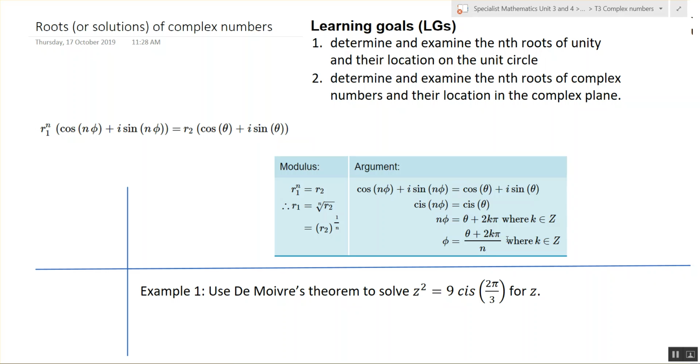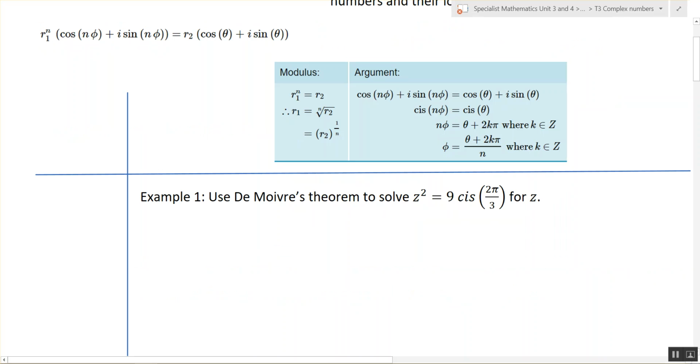Okay, so your goal is to determine and examine the nth roots. So usually the roots is given by the letter n. So you could have z to the power of 3. Then it has how many roots? 3.